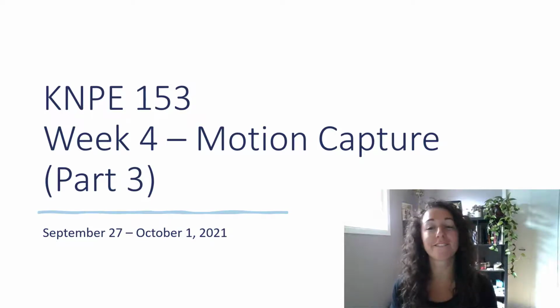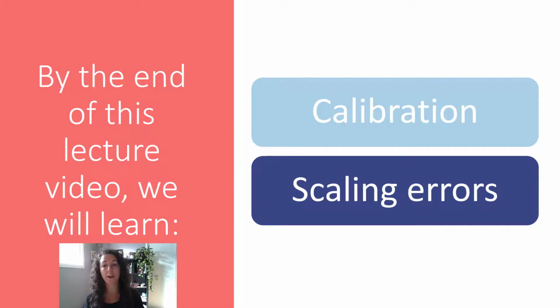Welcome to the third and final video for this week's lecture content. So far, we've talked about the tools that we use to capture motion, and we've learned about digitizing and sampling rates. Now, in this last video, we'll learn about calibration and different scaling errors. Keep in mind here that we're still talking about motion capture and the different tools that we use for motion capture.